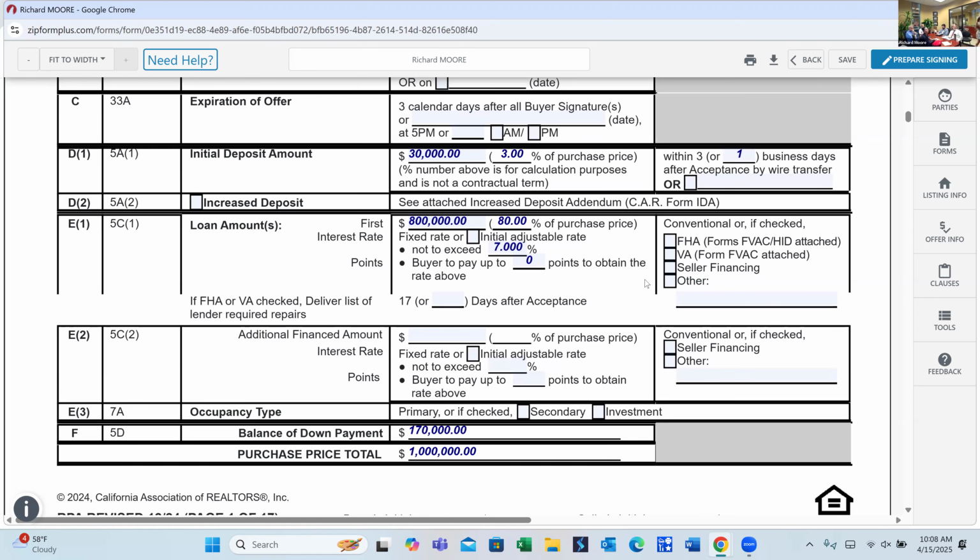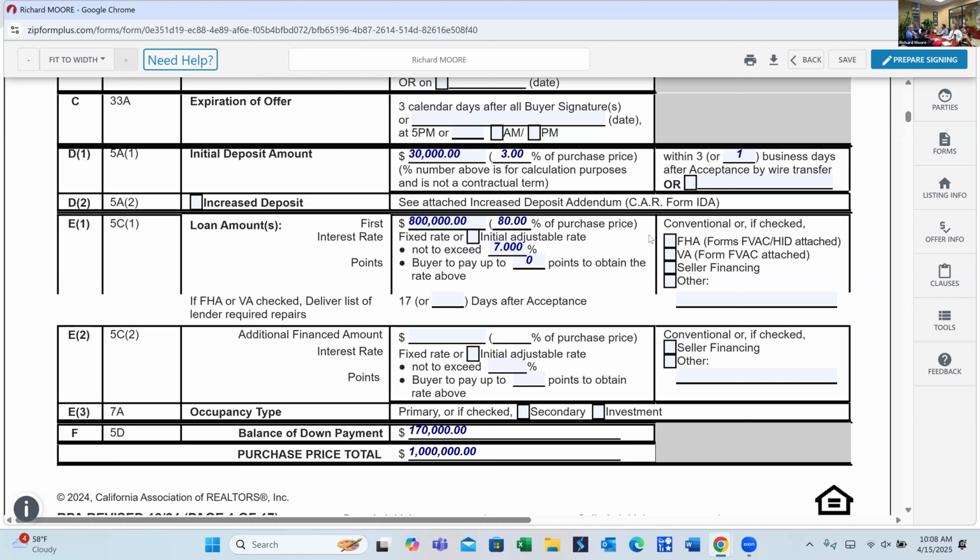And then E1, the loan amount. Do we have a check? Yes, we do. Okay. I'm just assuming I'm going to borrow $800,000, so 80% of the purchase price. And then what's important to us, you can see there's 2 bullet points. One says not to exceed. I inserted 7%. And this creates a contingency for the buyer.